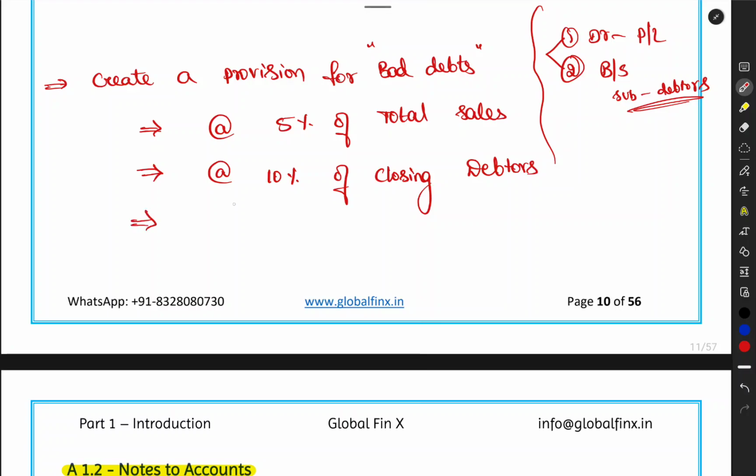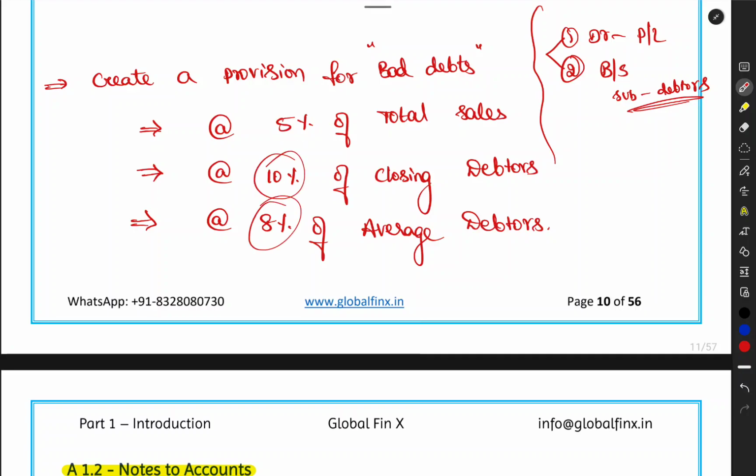Another question might say at the rate of 8% of average debtors. Average debtors means we have to take again opening balance plus closing balance divided by 2. We calculate the average of the sundry debtors, and on that we calculate 8%. So these percentages may change. Based on the facts, the percentages might differ. But what I want you to pay attention to is, in one case we are calculating on total sales, in another case on the closing debtors, in another case on the average debtors.